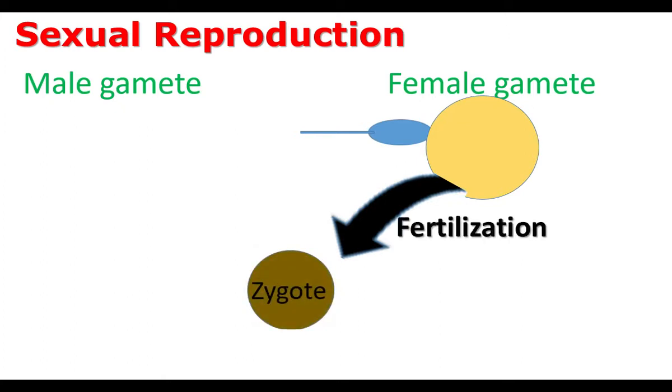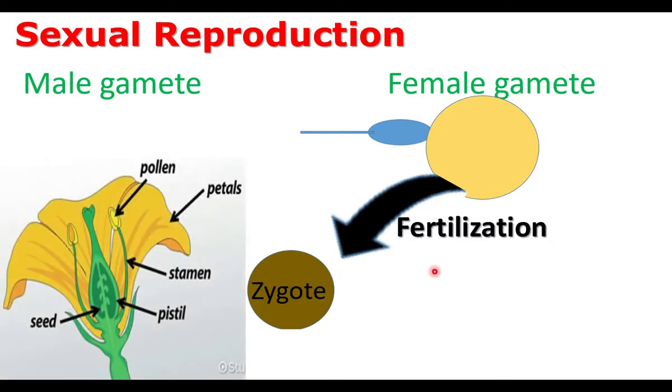In plants, male gametes are produced by the male part and female gametes are produced by the female part. The male and female parts are present in a flower. Now let us see the parts of a typical flower.